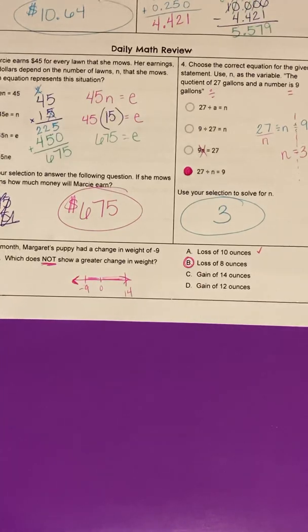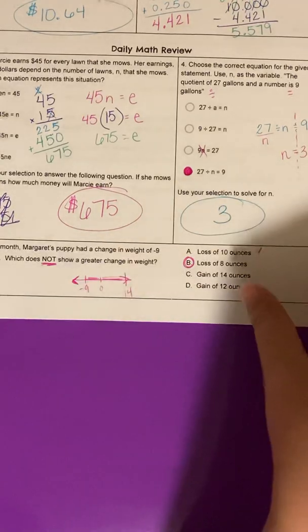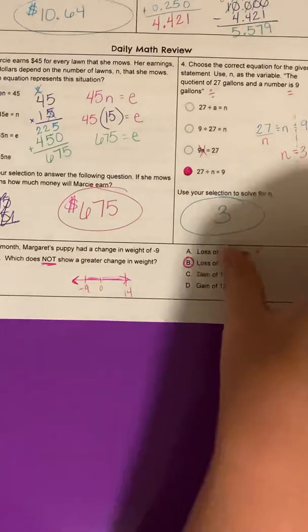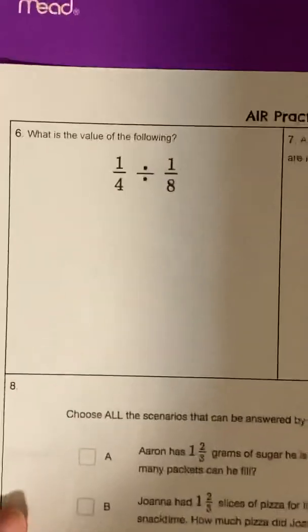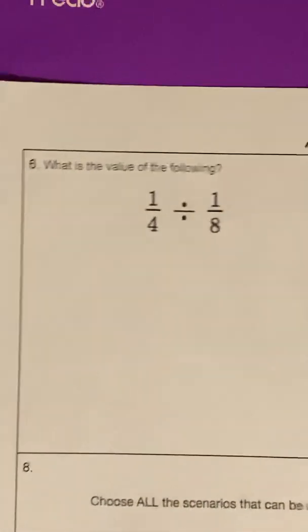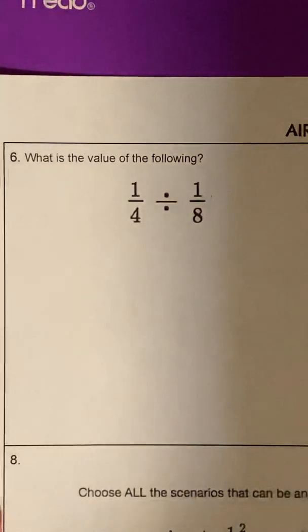All right, so again, pause, rewind, whatever you need to do. Our answer there is B. We are going to go on to our practice, number 6. I can zoom in here, make it look pretty. Okay, that's a little too much, sorry.